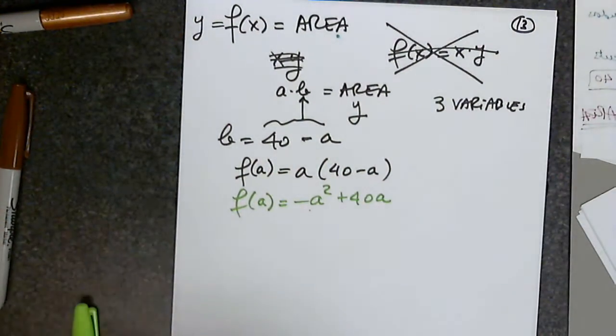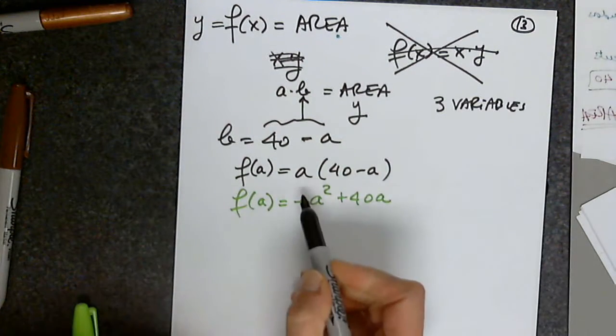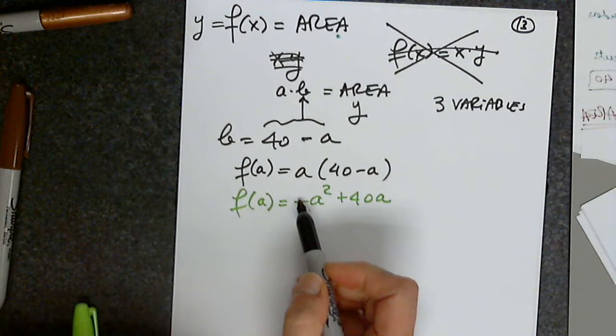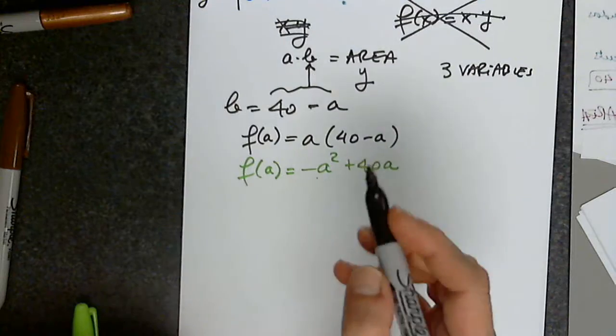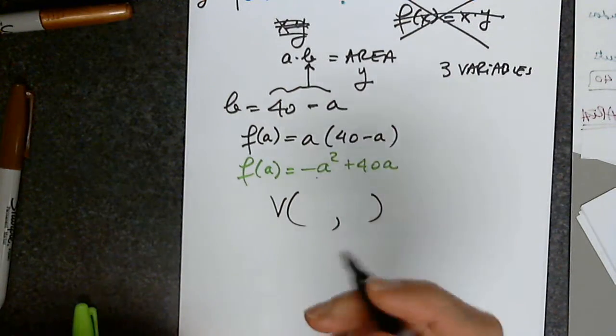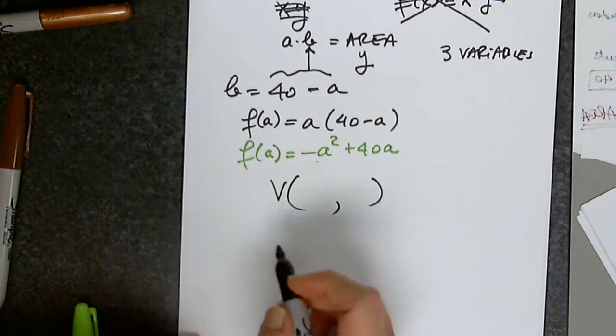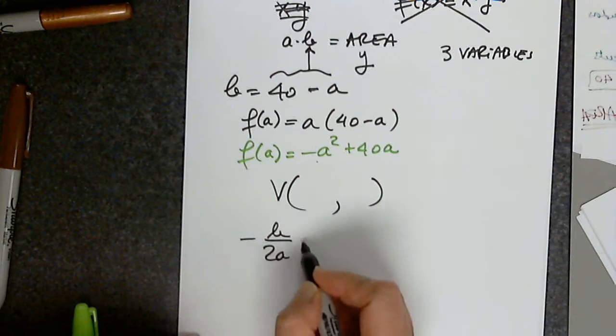What type of function is it? Does it have a maximum, by the way? Because I may want to find its maximum, but if it doesn't have a maximum, I can't find the maximum. Yes, it does, because the leading coefficient is negative 1. So then the vertex is what will give us the maximum. I have to find negative b over 2a.